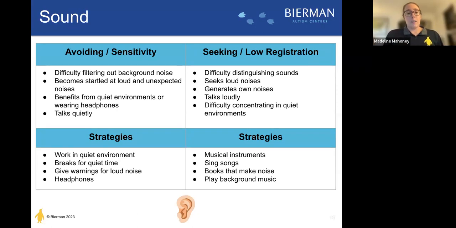They could benefit from a quiet environment. You may see these kiddos wearing headphones, or maybe they talk really quietly because they can hear their voice when they speak and they would like it to be lower.